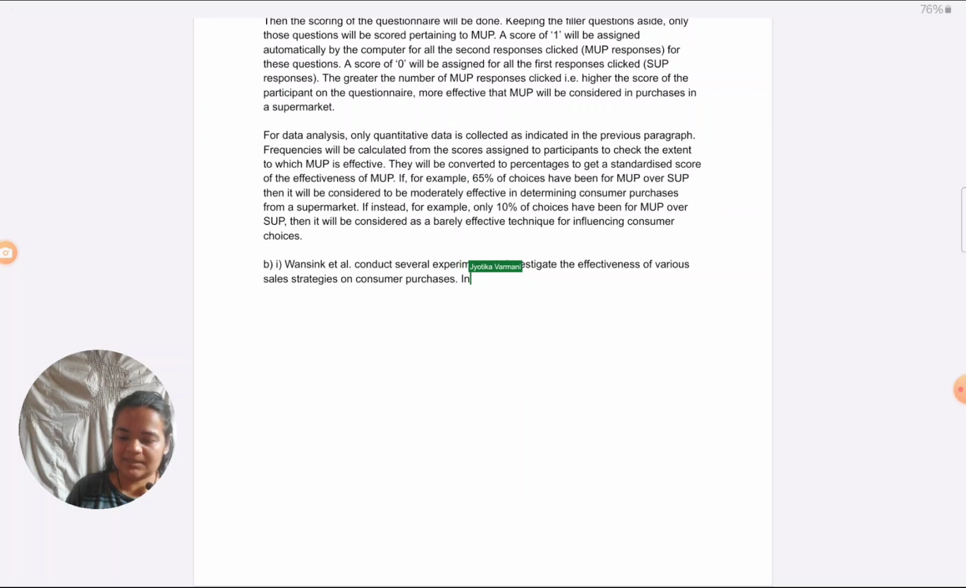In their first field experiment, they tested the effectiveness of MUP. Once I've mentioned what MUP is, then I'm going on using the abbreviation. Now I need to describe what was done in this study.